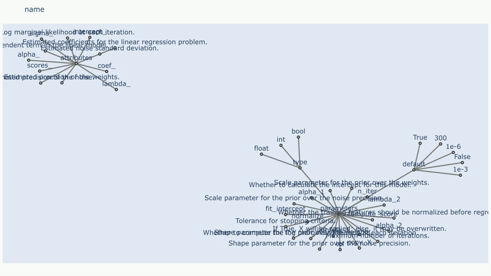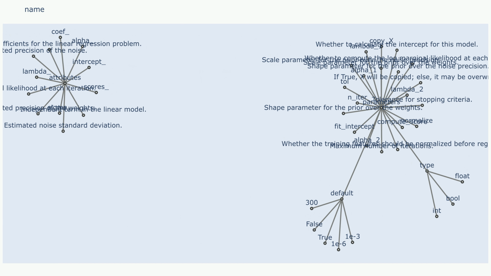Methods. fit(X, y) fits the model to the given training data. predict(X) makes predictions using the fitted model. score(X, y) returns the coefficient of determination R2 of the prediction, which measures the goodness of fit of the model. get_params(deep=True) returns the parameters of the estimator. set_params sets the parameters of this estimator.